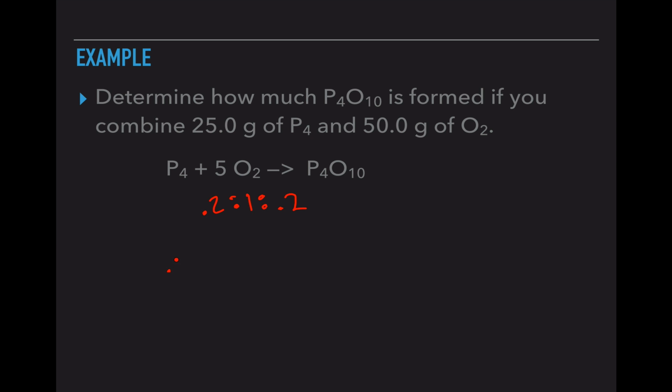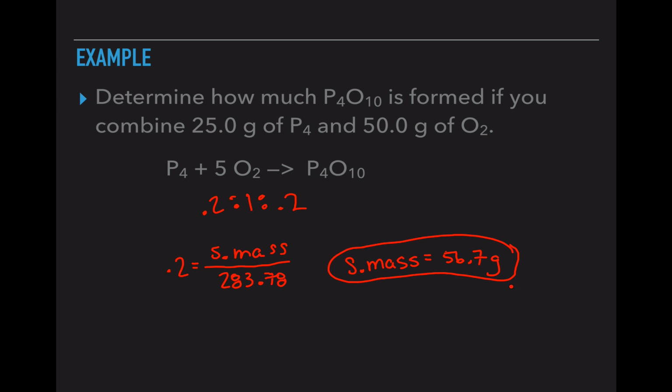is created. So 0.2 equals sample mass over the molar mass of P4O10, and 4 P's again has a mass of 123.88, 10 O's has a mass of 159.9, and when we add those together, there's 283.78 grams in P4O10. That means once we multiply through that the sample mass, or the mass that's created of P4O10, is 56.7 grams. So that answers the question that the prompt asked us.